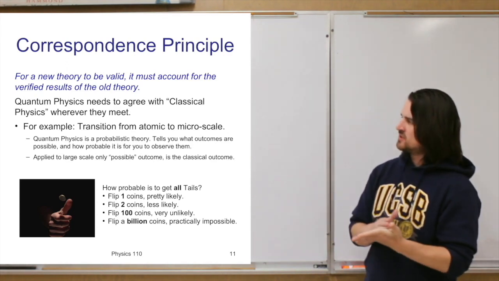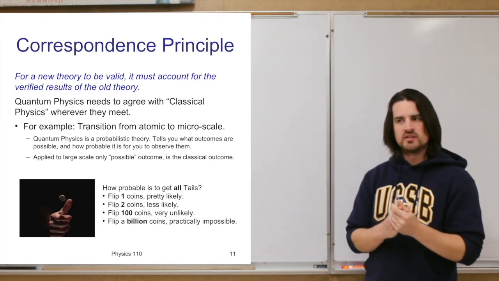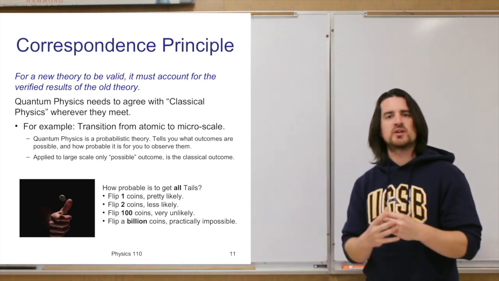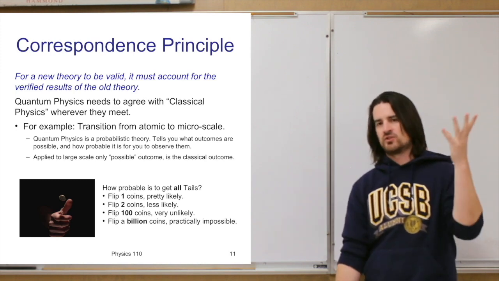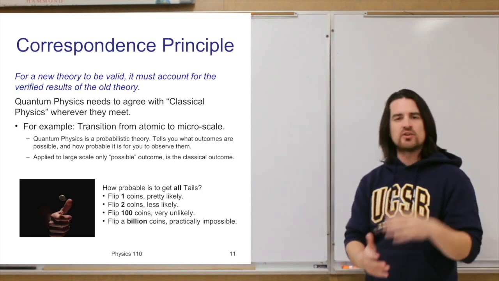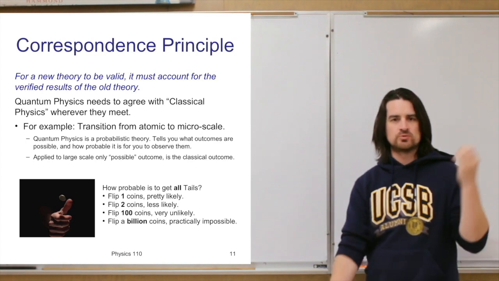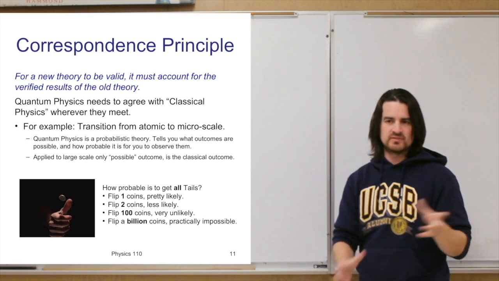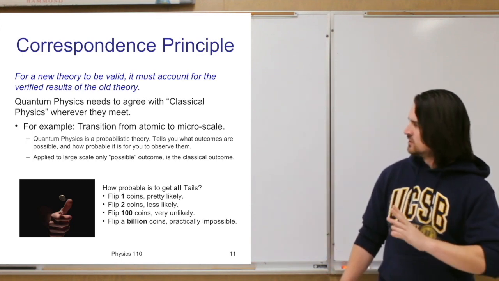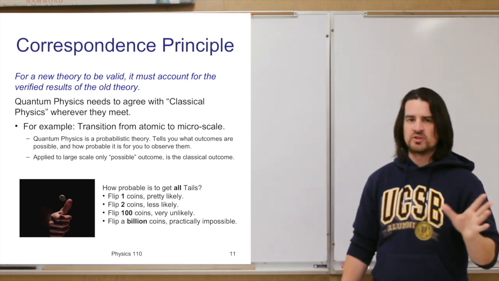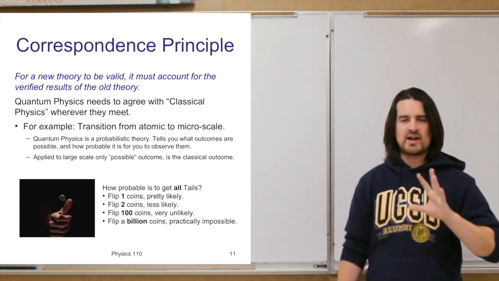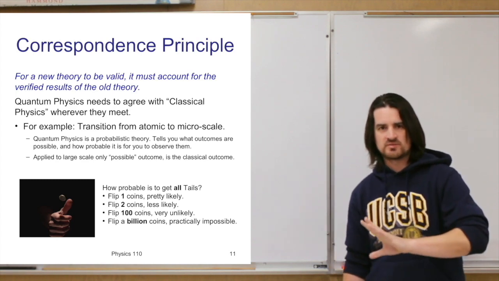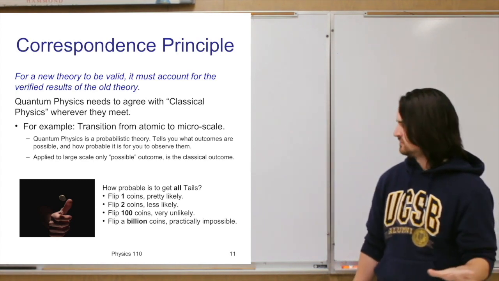So one of the most straightforward examples of where this needs to happen is, like I've been saying, the transition from very, very small things to very, very large things. Right? And again, there are other ways of getting to a quantum system than just being very, very small, but that's the easiest one to picture. Quantum physics, again, is a probabilistic theory. It just tells you how likely something is to happen, what kind of things are possible and how likely those things are to happen.